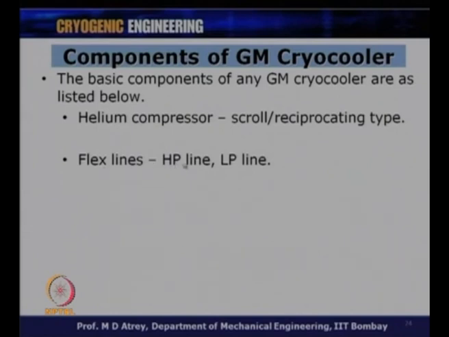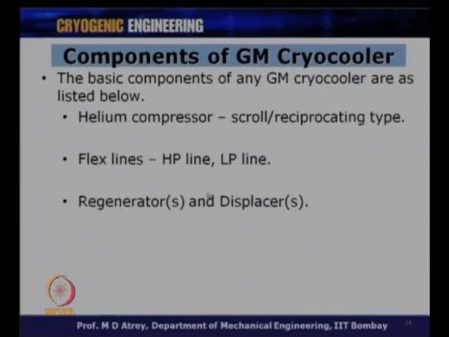So, the flex line serves the purpose that it will allow the high pressure gas to come from the compressor and to come to the cold head. Then of course, the regenerator and the displacer. The regenerator, as we just saw, is housed in the displacer, and it's a very important component, which has got regenerator materials sitting there. It's a regenerator matrix which plays a very important role in the functioning of any cryocooler. In the next lectures, I will show what the regenerator materials and everything look like, but for the time being, we will just go ahead with theory.